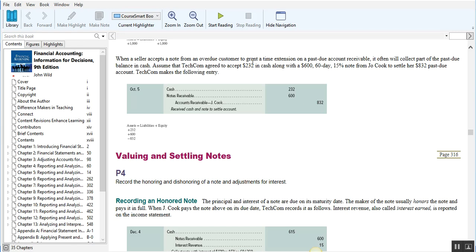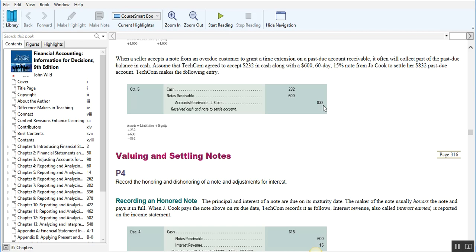So to do that, what we're going to show here is that TechCon didn't have the money to pay the full bill that they had of $832. So what they're going to do is they're going to pay the 232 that they can and give us a note for the balance of $600 for the remainder of the time. So they pay the cash. They give us this $600 note that's bearing interest, and we credit the entire balance in their accounts receivable.